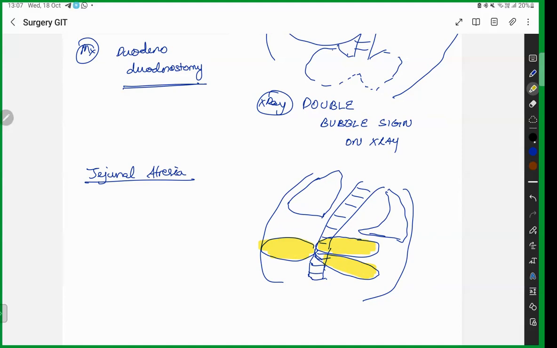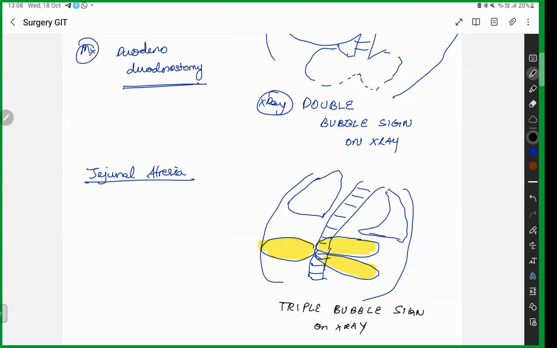So where do you see the double bubble sign? In duodenal atresia. Where do you see the triple bubble sign? You're going to see it in jejunal atresia. Very important, remember: the triple bubble sign is seen on the erect abdomen X-ray. This is what you're going to get in jejunal atresia.